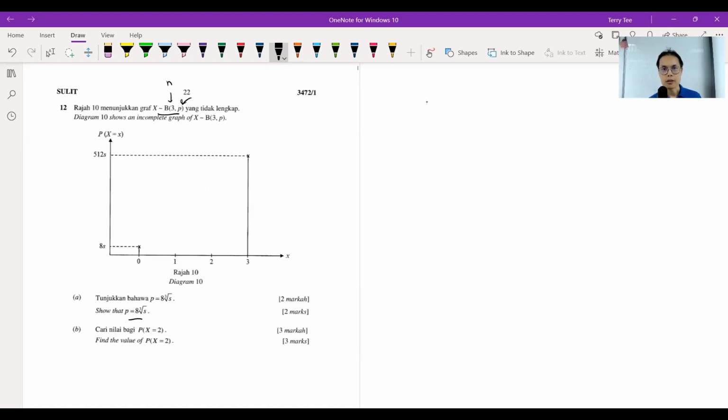Okay, so we start off by use this information. Px equals to 0 equals to 8S, right? So we know the formula for binomial. Let me write down here if you're not sure. Px equals to R is NCR, P power R, Q power N minus R. So your N is now 3, maximum is 3. Yeah? So we take 3C0. Your P is an unknown, P power 0, Q power 3.